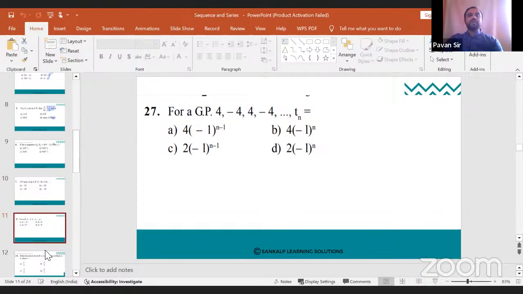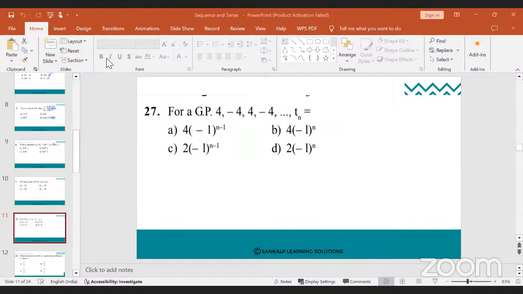Okay, next question is here. It is for a GP, geometric progression. For a GP, 4 comma minus 4, comma 4 comma minus 4, and so on up to Tn. What is the answer for this? Again, 1 minute time for you. Just try to solve it and get the answer fast.